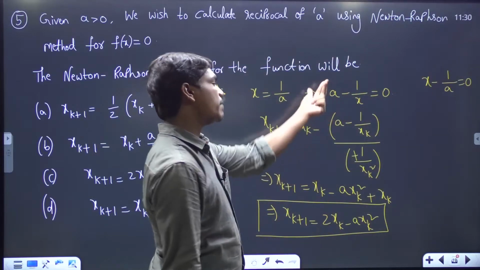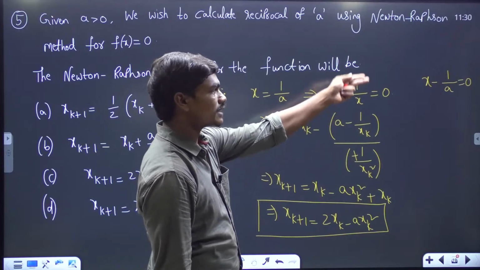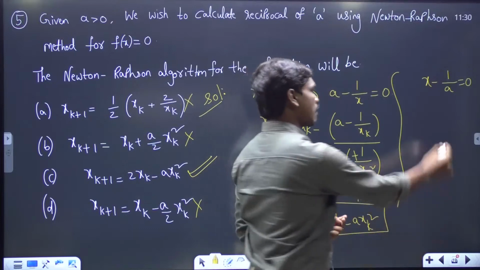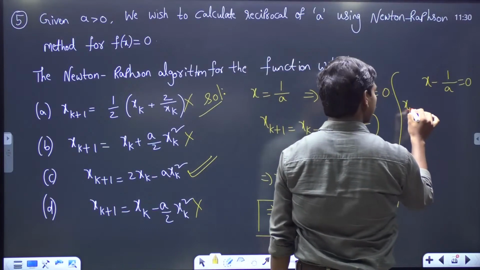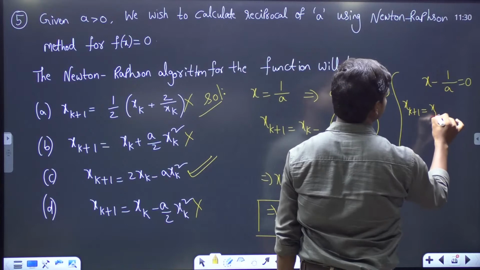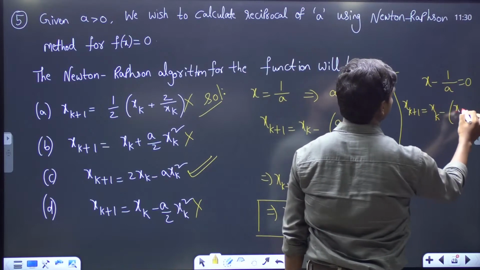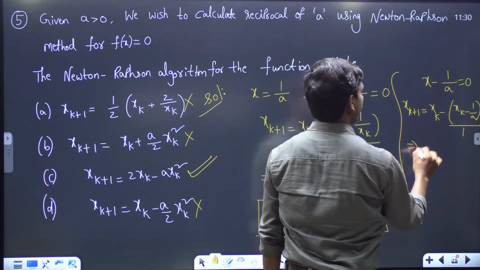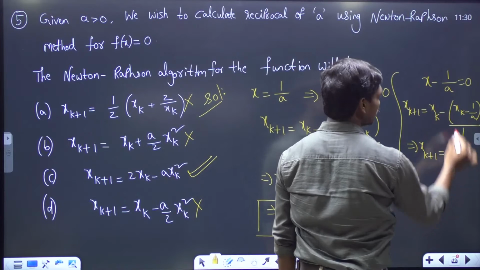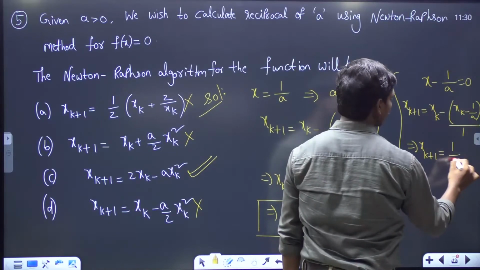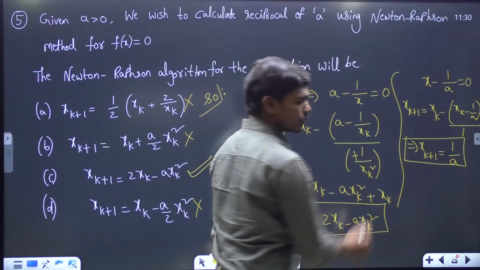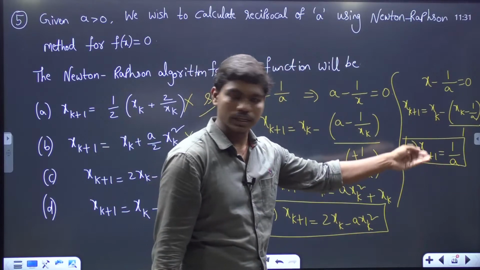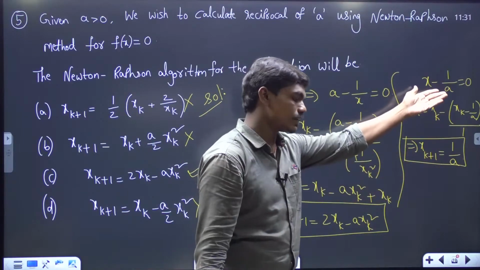Correct? I have taken a minus 1 by x is equal to 0, but I didn't take x minus 1 by a is equal to 0. What happens if we take this as the function? See now. If you write the iterative formula, xk plus 1 is equal to xk minus f of xk divided by f dash of xk, which implies xk plus 1 is equal to, xk gets cancelled, and you will be having 1 by a. That's it. It doesn't produce any iterative formula for us. With the initial guess, we can't succeed through iterations if we take the equation in this way.